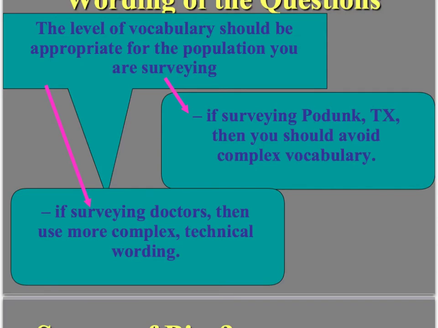The level of the vocabulary used should be appropriate for the population you're surveying. So, for instance, if you're surveying somebody that lives in a place that is not known to be a place that has people that have been to college or people that are well-read, then you shouldn't use a complex vocabulary that those people may not understand. At the same time, if you're interviewing people that are maybe on the campus of Harvard University, those people might have a wider range of vocabulary so you could use more complex technical wording.